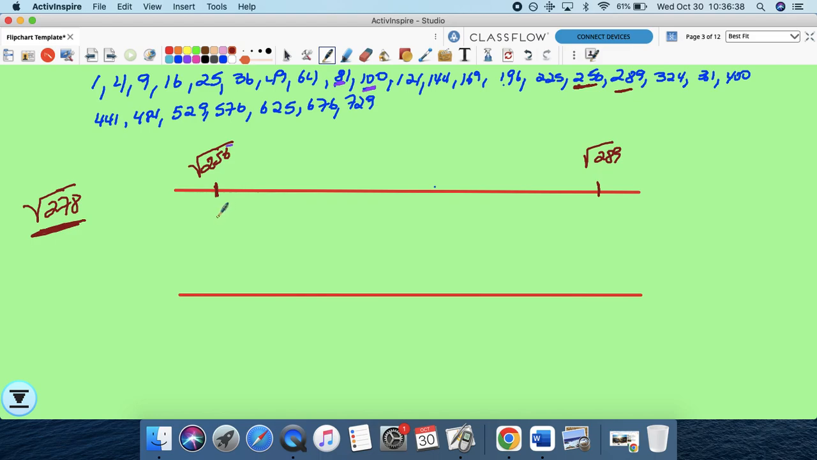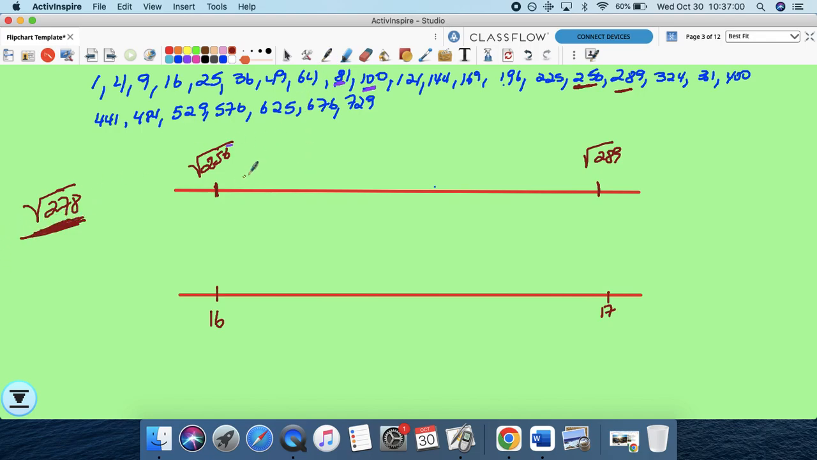Now, square root of 256, we know, it's 16. And the square root of 289, we know also it's 17. So square root of 256 and 16 have the same value. Square root of 289 and 17 have the same value. We are in charge with 278.